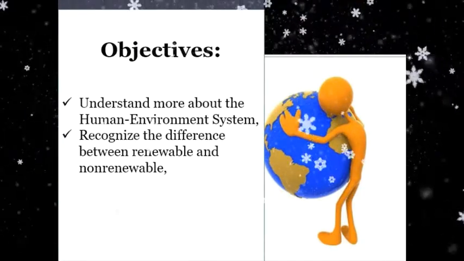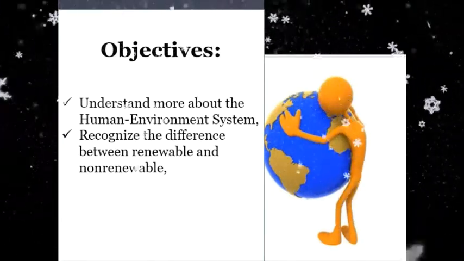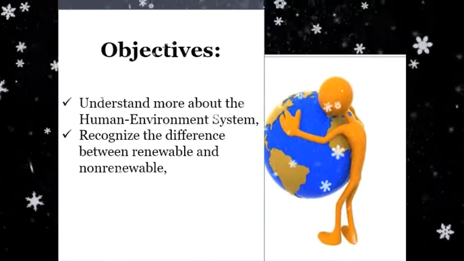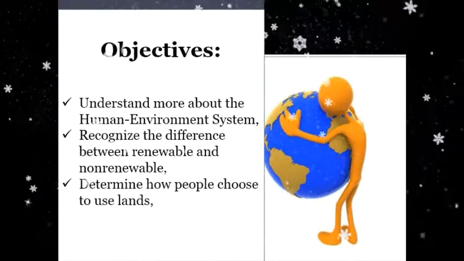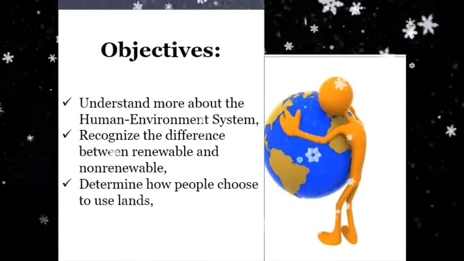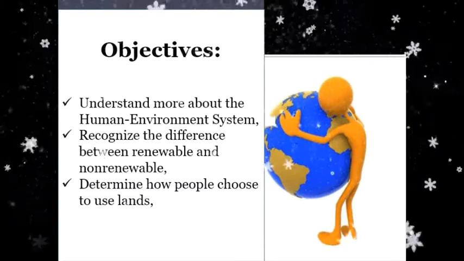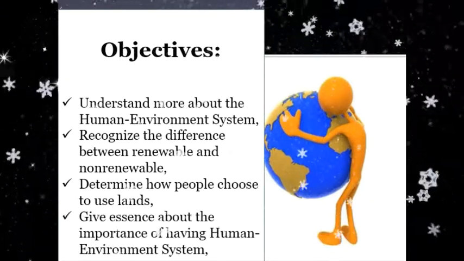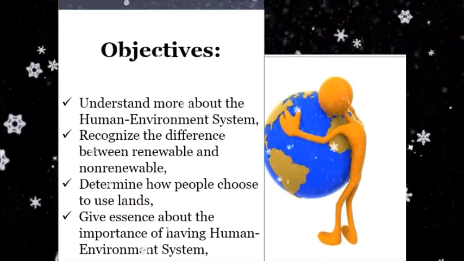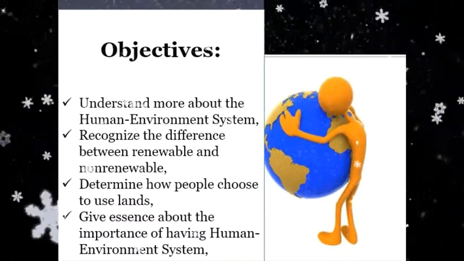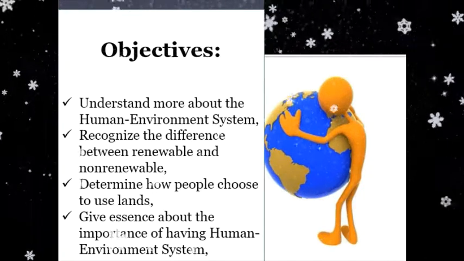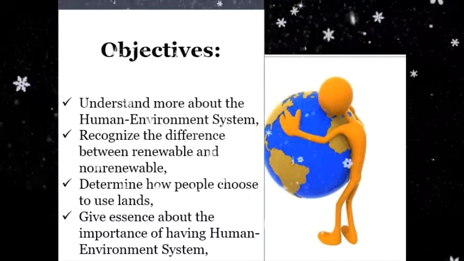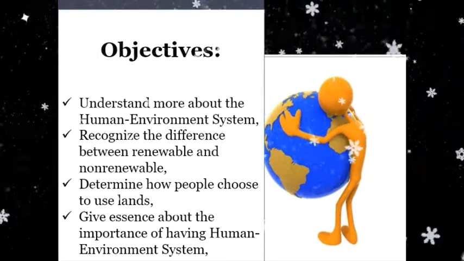And then, recognize the difference between renewable and non-renewable. So what is renewable and what is non-renewable? The third one is to determine how people choose to use land. And last but not least is to give the essence, the importance, of having a human environment system. So how important is it for us as human beings?